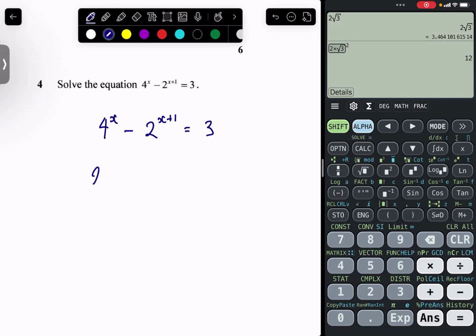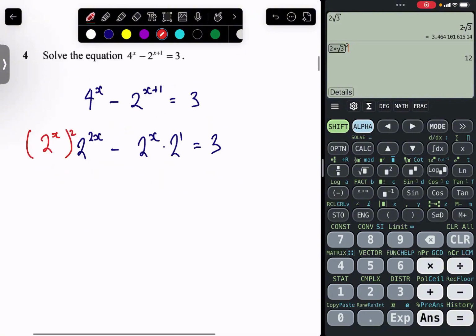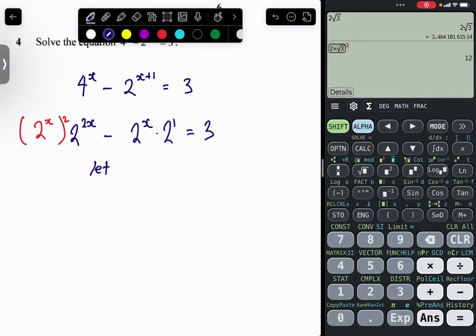So 4 to the power of x is 2 to the power of 2x, minus 2 to the power of x plus 1. Splitting it will mean 2 to the power of x times 2 to the power of 1 equals to 3. Now this 2 to the power of 2x can be understood as 2 to the power of x, squared, as well. This is important for our next step, because I'm going to let 2 to the power of x be y, or any alphabet. So over here, I will have y squared minus 2y equals to 3.